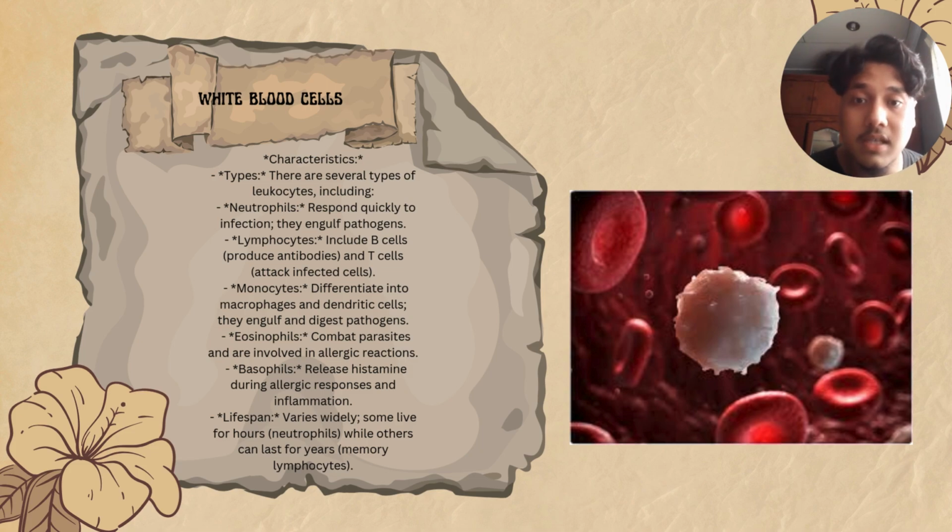Monocytes differentiate into macrophages and dendritic cells. They engulf and digest pathogens. Eosinophils combat parasites and are involved in allergic reactions. Basophils release histamine during allergic response and inflammation. Lifespan varies widely. Some live for only hours, such as neutrophils, whilst others can last for years.